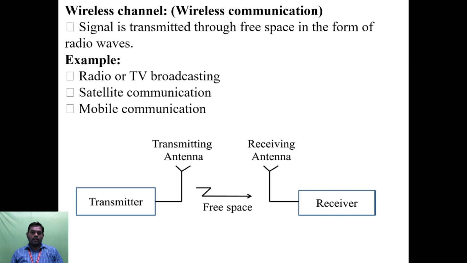In wireless communication, the signal is transmitted through free space in the form of radio waves. Examples: radio or TV broadcasting, satellite communication, mobile communication, etc. Here the diagram represents the transmitter with the transmitting antenna and the receiver along with the receiver antenna, both connected through free space, with air as the medium of the wireless communication system or wireless channel.